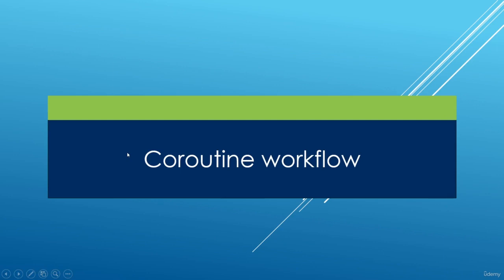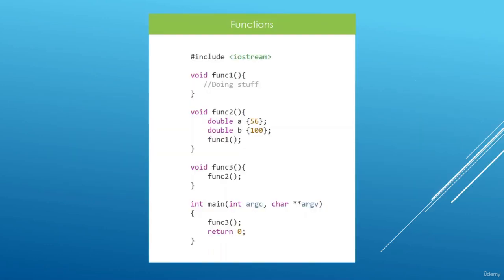In this lecture, we're going to explore the coroutine workflow in terms of function call stacks. So here we have a bunch of functions we're going to use as an example. We have func1, func2, func3. Func1 is not calling any other function, but func2 is going to call func1 as we see here, and func3 is going to call func2.